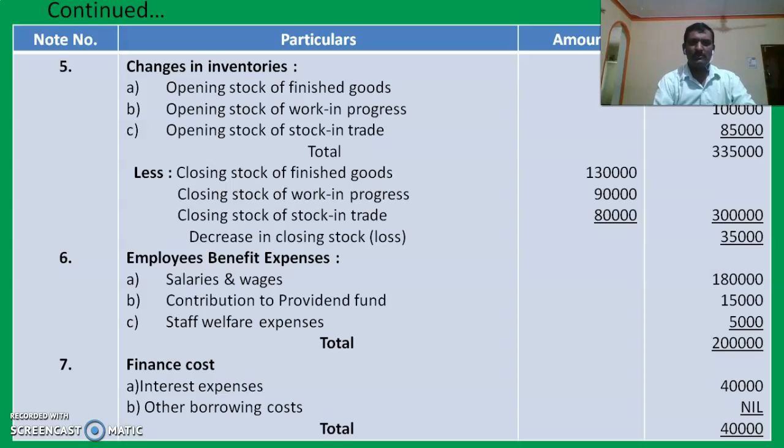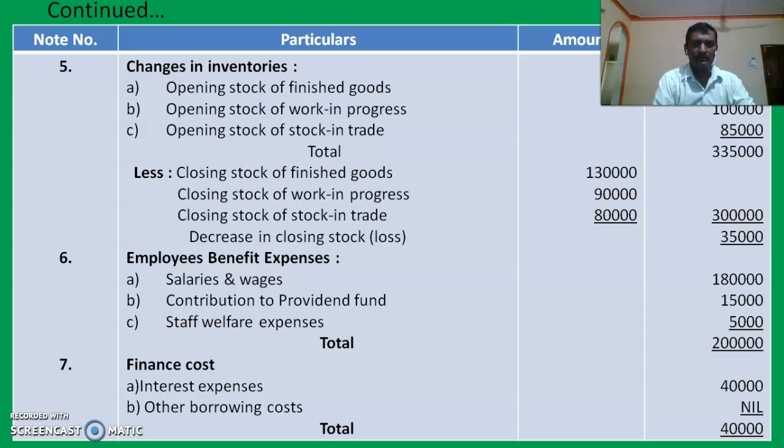This note looks very big, but it is very easy. Here we just take the opening stocks of finished goods, work in progress and stock in trade, and from that we subtract the relevant closing stocks of finished goods, work in progress and stock in trade, and the difference will be the decrease or increase in stock. In this case, the opening stocks are more than the closing stocks, so there is a decrease in the value of stock. It's a loss, a negative figure to be taken in the statement of profit and loss.